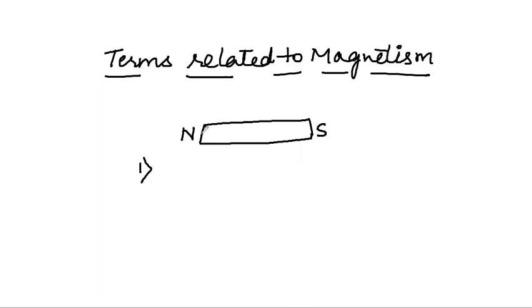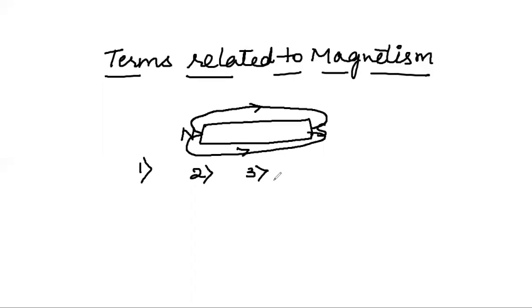Magnetic lines of force always originate from the North Pole and terminate at the South Pole. Coming to the second property, these magnetic lines of force never intersect each other. Thirdly, when you consider two or more magnets, like poles repel each other and unlike poles attract each other. Now let us come to the actual terms.